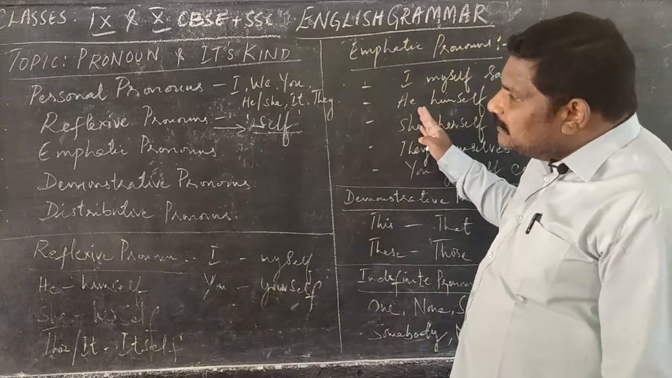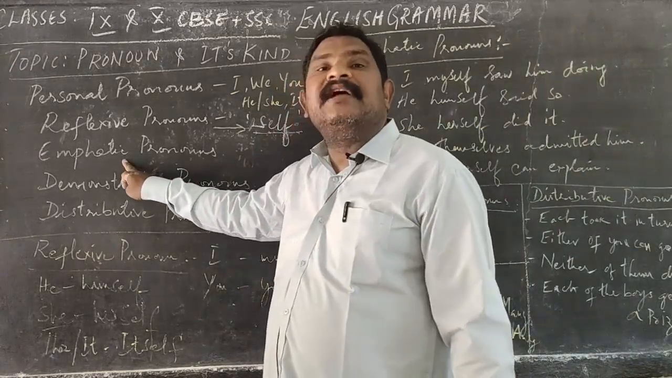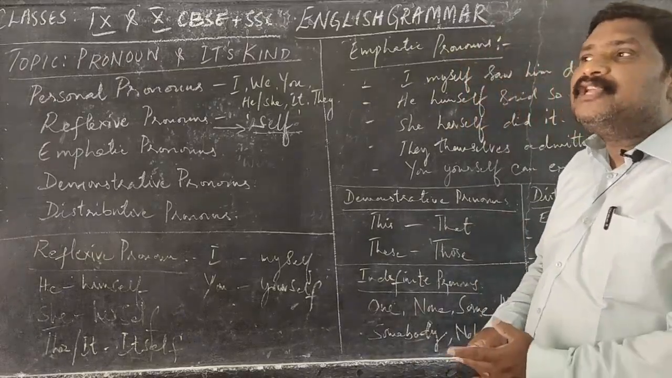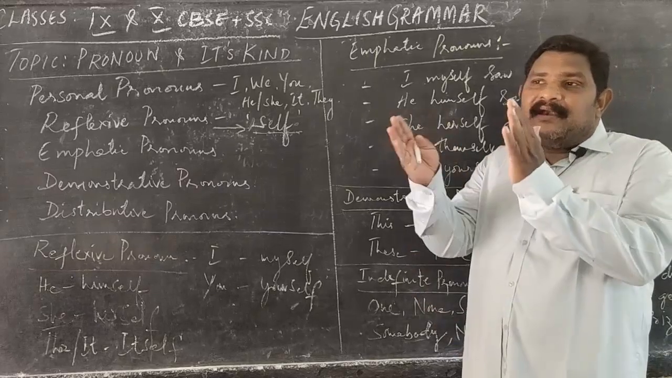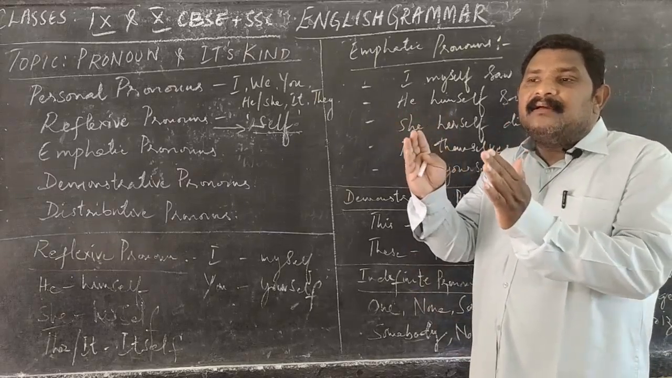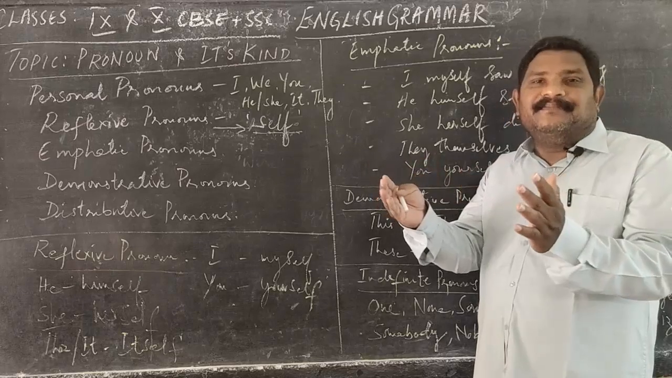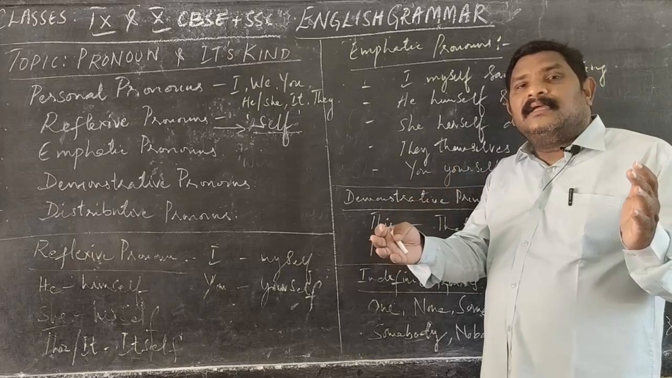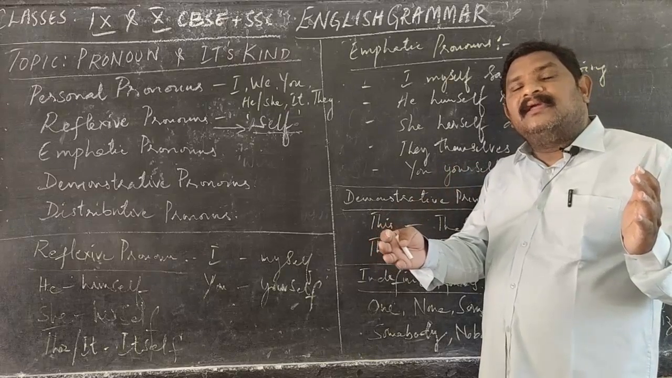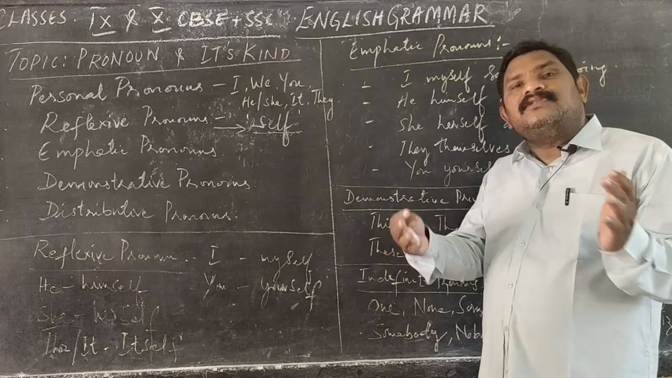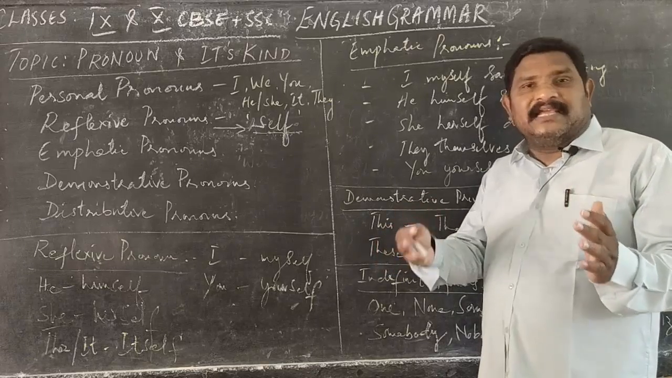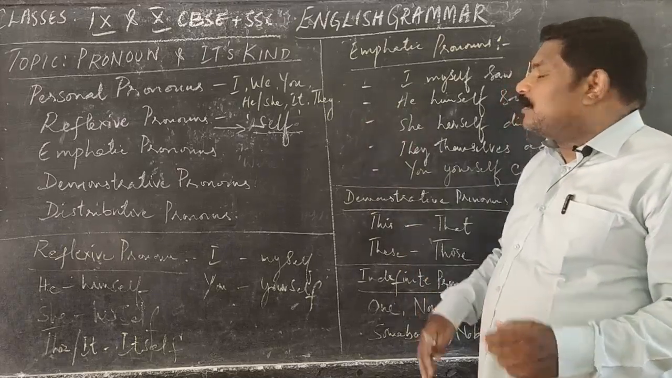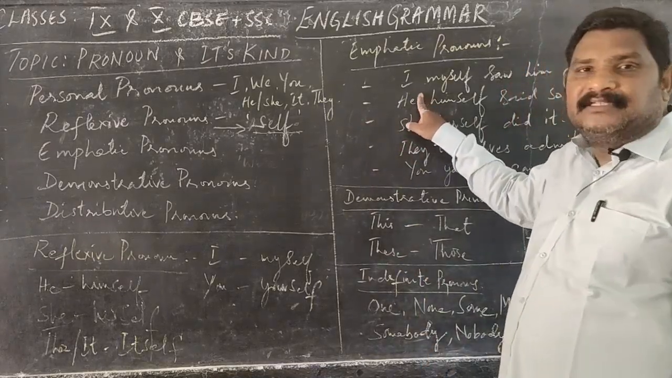Let's move on to the third. The third one is emphatic pronouns. Emphatic pronouns are those where the personal and the reflexive pronouns occur just beside each other. If you take a sentence, the personal pronoun is followed immediately by a reflexive pronoun. If the pronouns occur like that, it falls under emphatic pronouns.